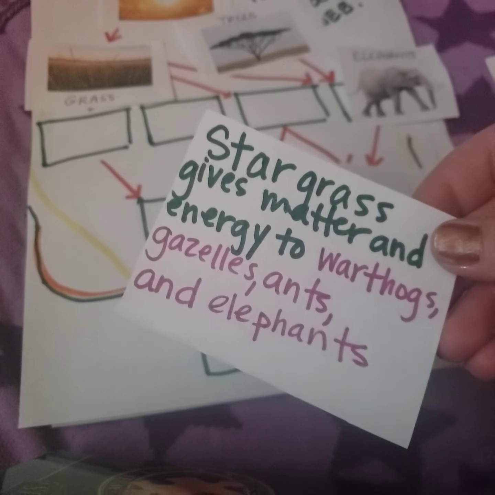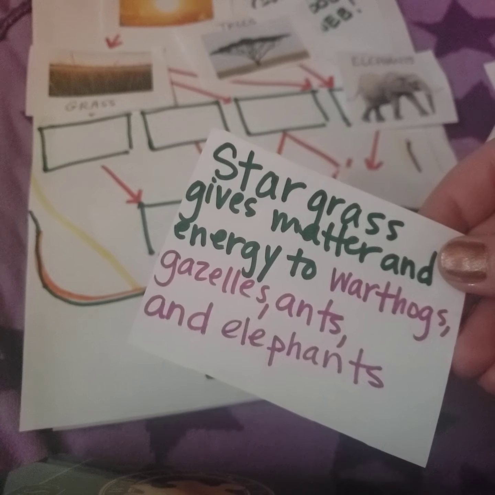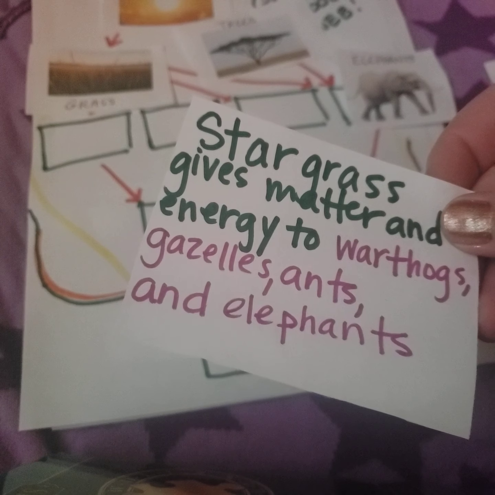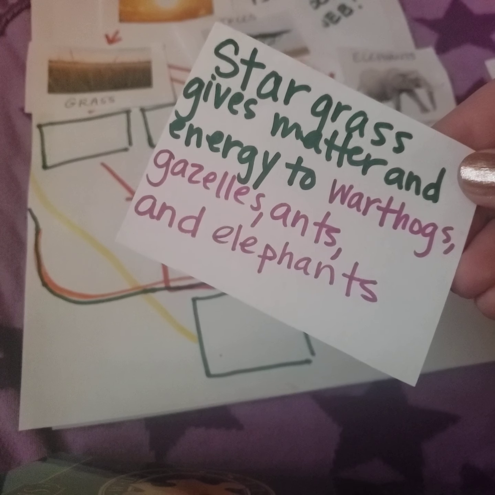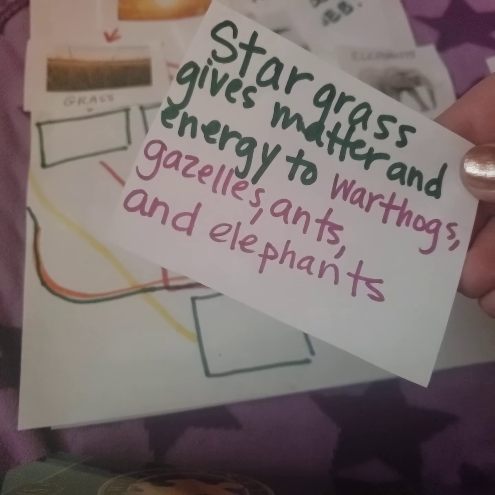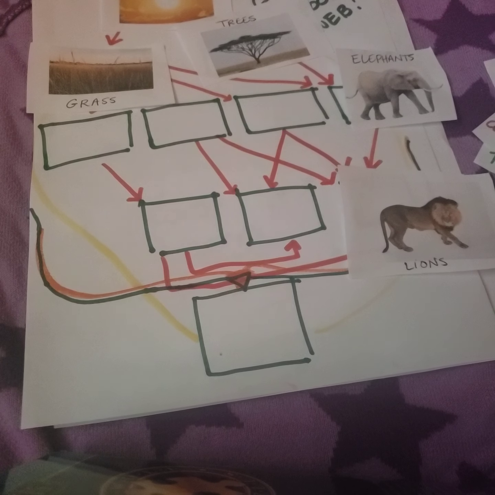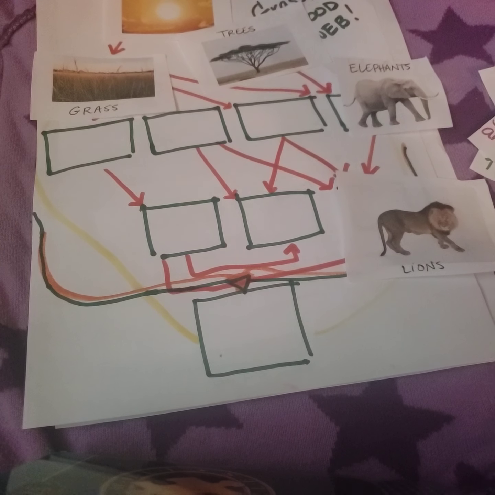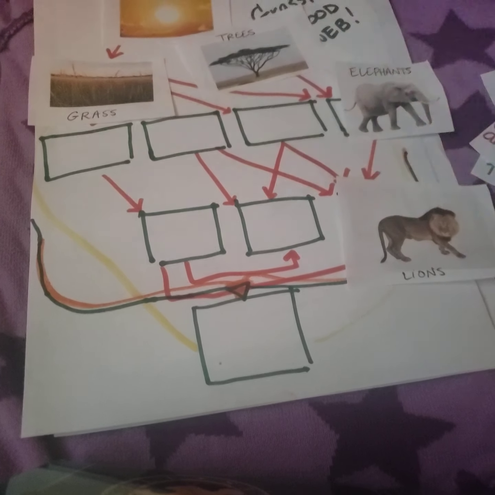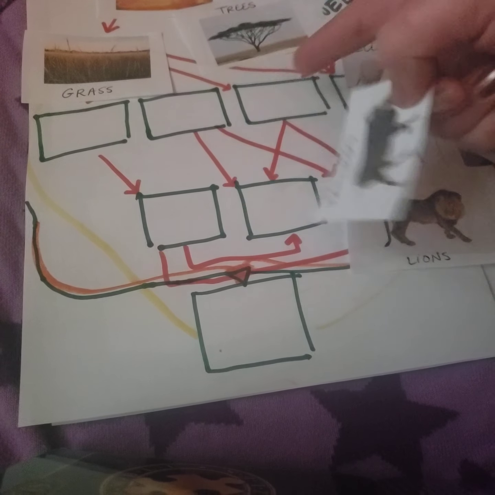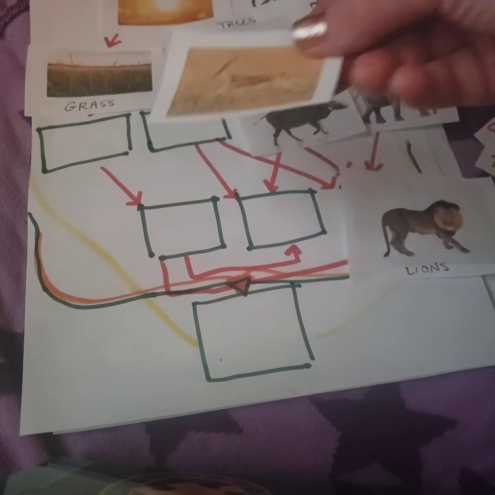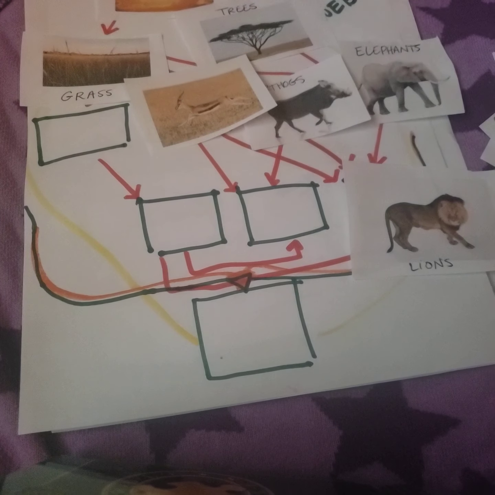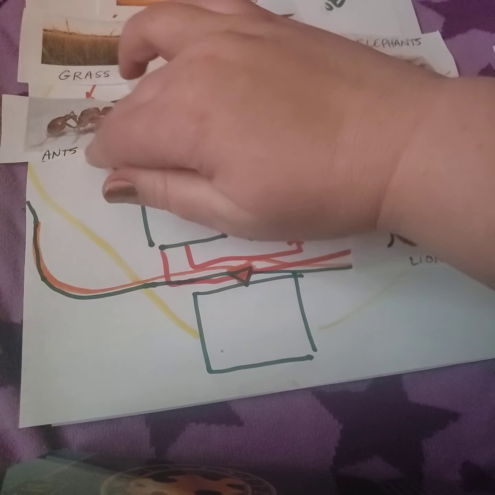All right, we're going to go back up to stargrass, one of our producers there at the top. Remember, the sun gave its energy to the grass. It says stargrass gives matter and energy to warthogs, gazelles, ants, and elephants. So the stargrass gives its energy to warthogs. We're going to put this guy here. So the grass, you've got to know that those red arrows are pointing to these boxes. I know it might be kind of hard to see. And then the grass gives its energy to the gazelles and also to the ants. Okay.